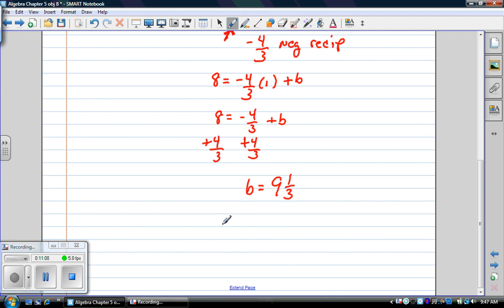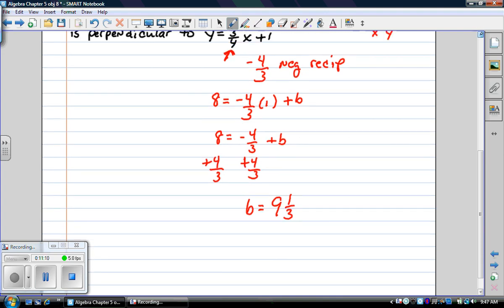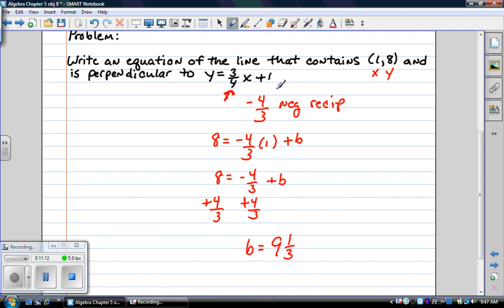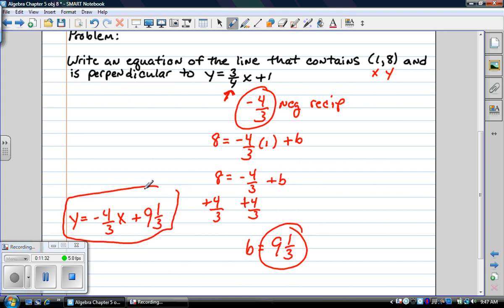To write my equation, I put together my negative reciprocal slope and my y-intercept, using my y equals mx plus b form. My m is going to be negative 4/3 times x plus 9 1/3. Right? That would be my equation.